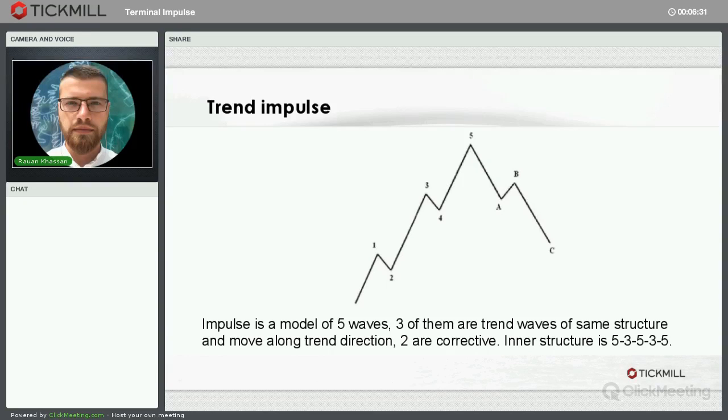So the trend impulse is a model of 5 waves. 3 of them are trend waves of the same structure and move along the trend direction, and 2 are corrective. The inner structure of the trend impulse is 5-3-5-3-5. That means that the waves which are moving in trend direction, these are waves 1, 3, and 5, are impulse waves themselves and use a 5-wave structure, whereas waves 2 and 4 have a correction structure.